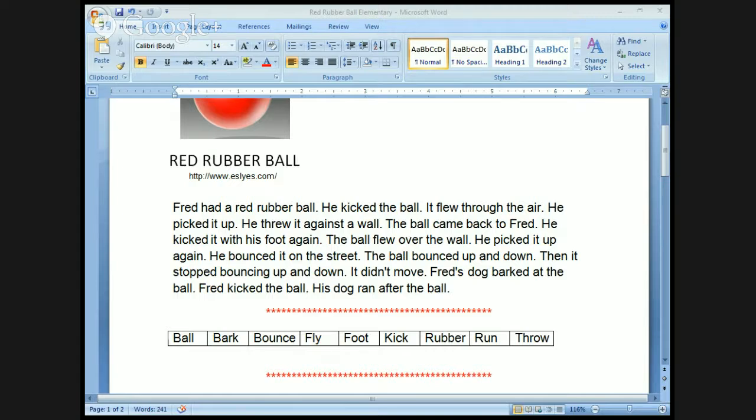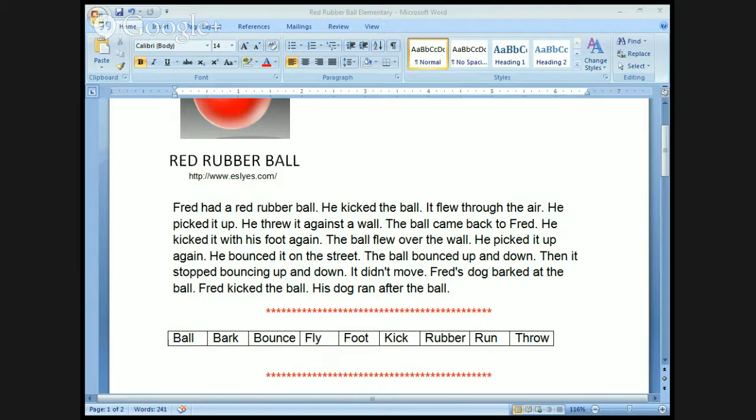Did the ball fly through the air? Yes, the ball flew through the air. Did Fred pick up the ball? Yes, Fred picked up the ball.